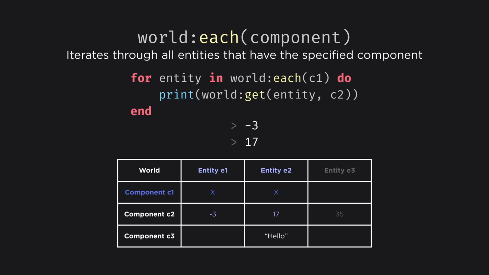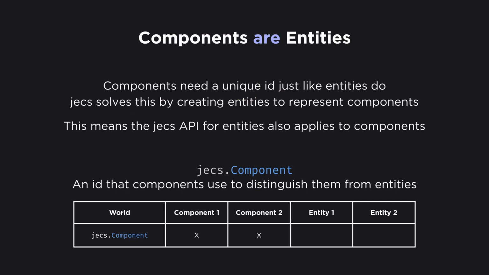Another method of iteration is to use the world each method, which takes in a component as the argument. This will iterate through all the entities that have the specified component. This can be useful for iterating with component tags, since the each method is for when you care about the entity but not the value of the component. By the way, because components also act like entities, this means that you can use all of these world methods on components as well. This feature will be useful for the next section of this video, which is about relationships in jecs.